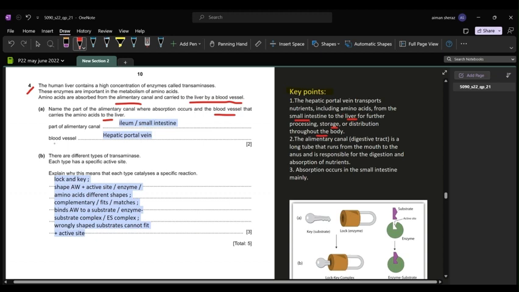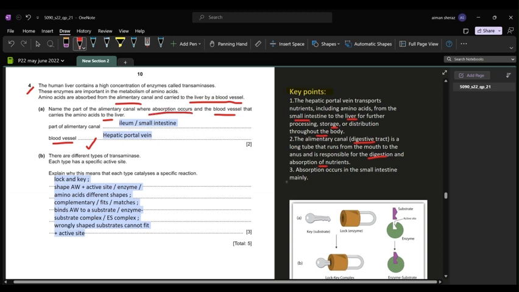So that is the blood vessel that will be used here, not the hepatic artery, because hepatic artery जो होती है वो oxygenated blood liver के पास ले जाती है. And the part of the alimentary canal means the digestive tract. It is the long tube that runs from the mouth to the anus and it is responsible for digestion and absorption of nutrients. So what part of the alimentary canal is where the absorption occurs?